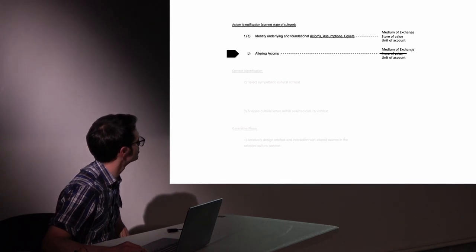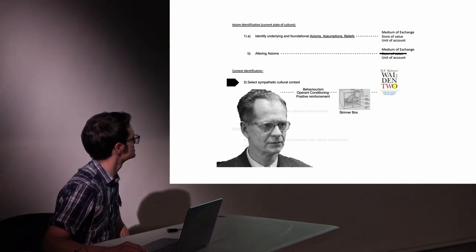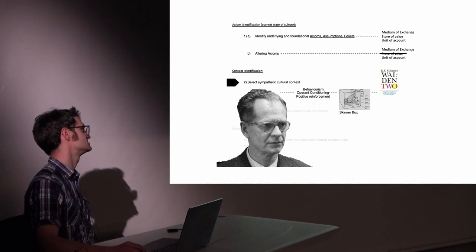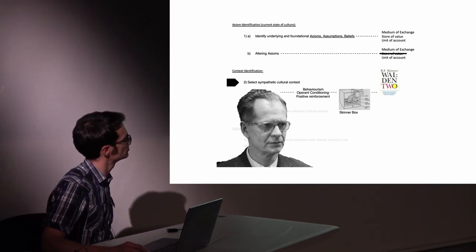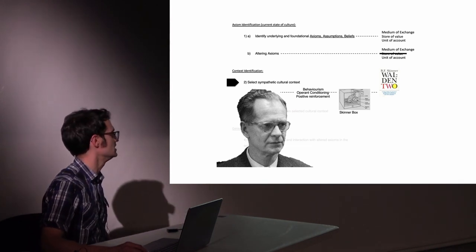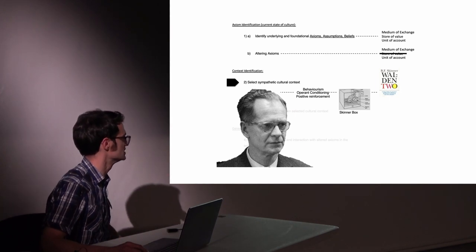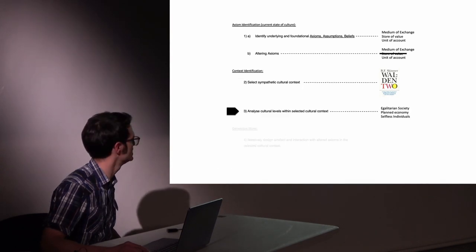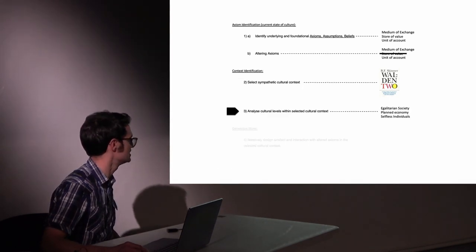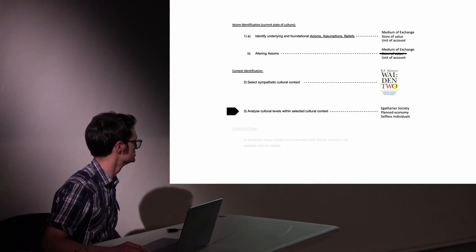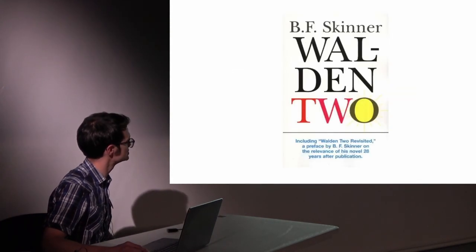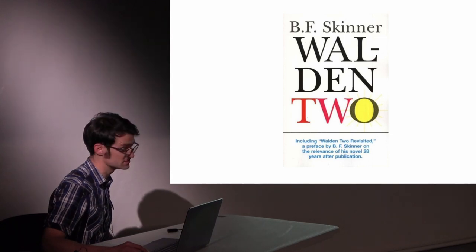So what would money look like as just a medium of exchange and a unit of account? And then I tried to find a sympathetic cultural context, and I found B.F. Skinner, a psychologist, who wrote a book called Walden Two, where he applied his operant conditioning devices and methods to people, and imagined he could create an egalitarian society, a planned economy, and selfless individuals. And then I designed the monetary system within this world, or tried to.